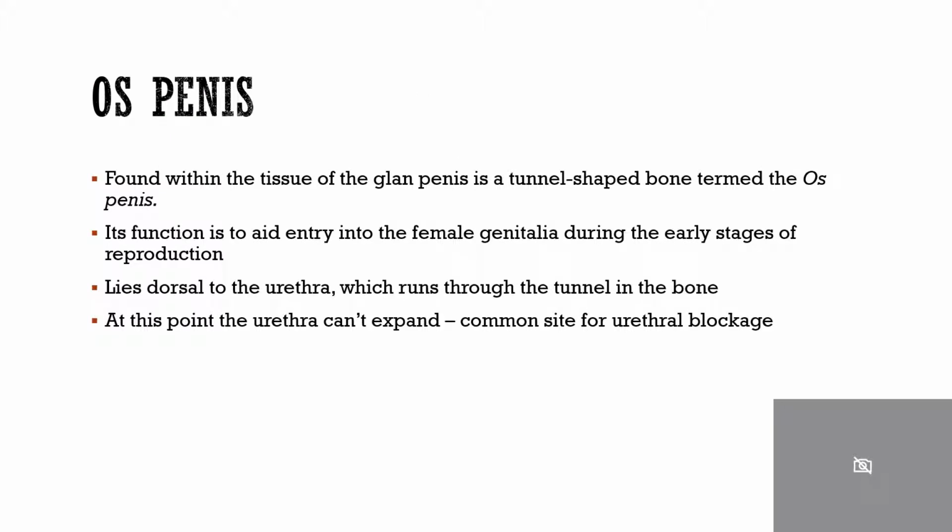Found within the tissue of the glans penis is a tunnel-shaped bone termed the os penis. Its function is to aid entry into the female genitalia during the early stages of reproduction. It lies dorsal to the urethra, which runs through the tunnel in the bone, and at this point the urethra can't expand, so unfortunately this is a common site for urethral blockage.